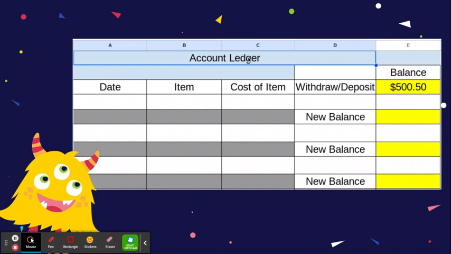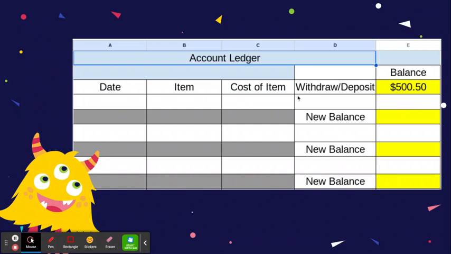It's basically a document that shows the money that comes into your business and the money that leaves your business. So we have the date that you earn the money or lose the money. What item do you sell or what item do you buy? What is the cost of that item? Then you have to determine whether it's a withdrawal or a deposit. A withdrawal means you're taking money out of your account, and a deposit means you're putting money in. And then finally, here you have your balance or your change.